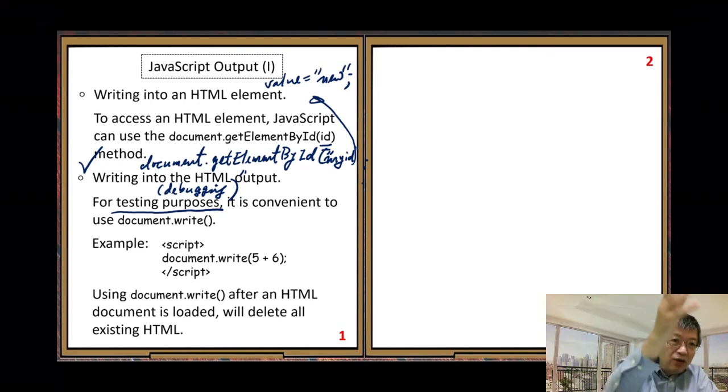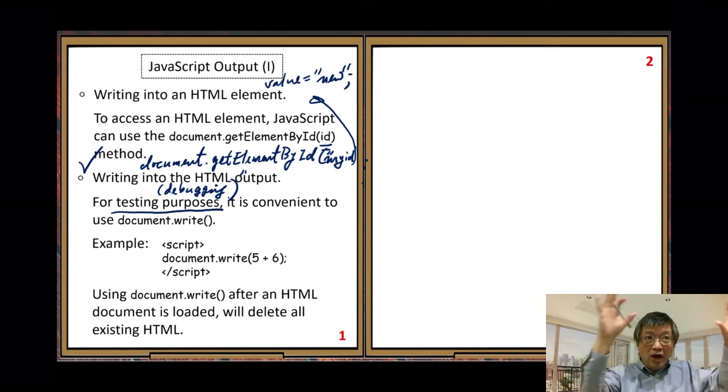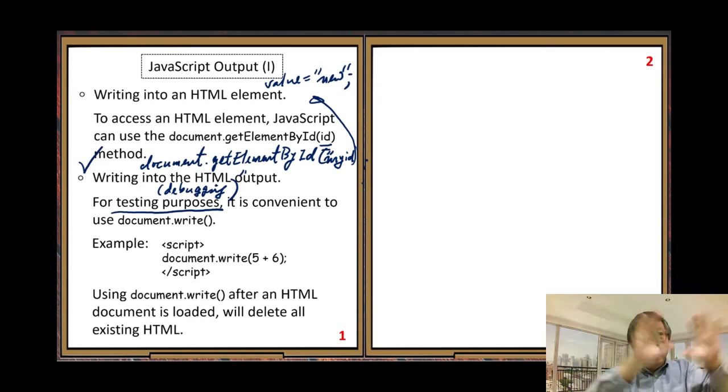Let me explain that part. Using the document.write method after an HTML document is loaded: you load the document, the content is there, and after that you put this line, document.write.